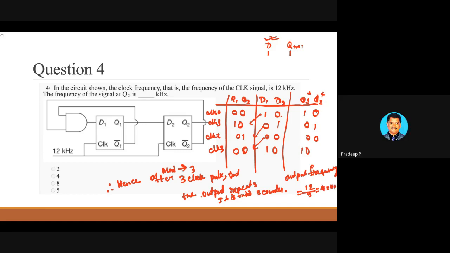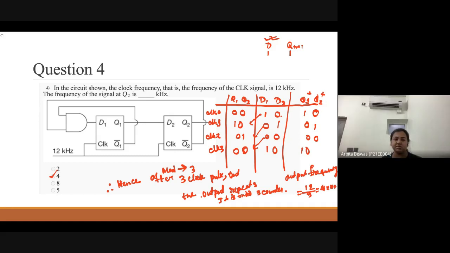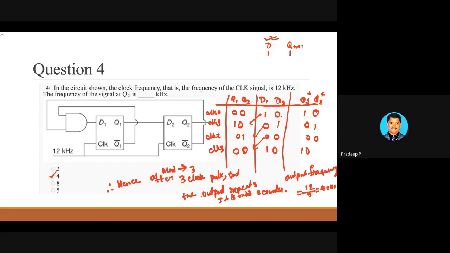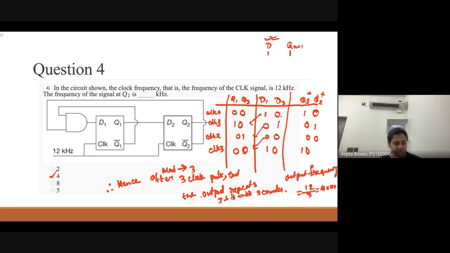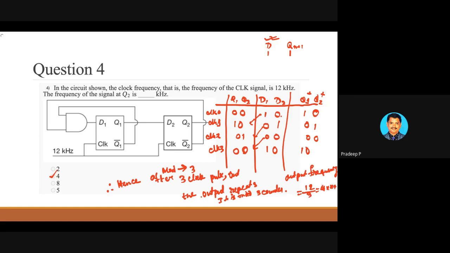My answer is correct, but I have not given sufficient explanation. Yes, now I understand. 4 kilohertz, correct. So can I move towards the next question? Yes.